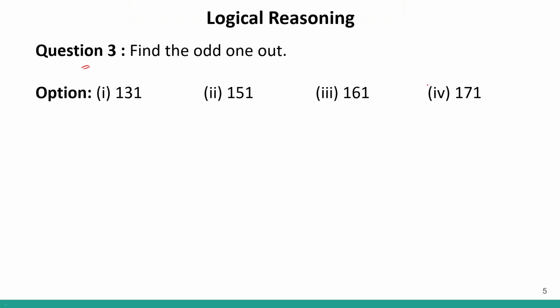does not follow the same logic. Hence, it is the odd one out. So, if I look over here, 1 plus 3 plus 1, this gives me how much? This gives me 5. Correct? 1 plus 5 plus 1 will give me 7. 1 plus 6 plus 1 will give me 8. And similarly, 1 plus 7 plus 1 will give me 9.